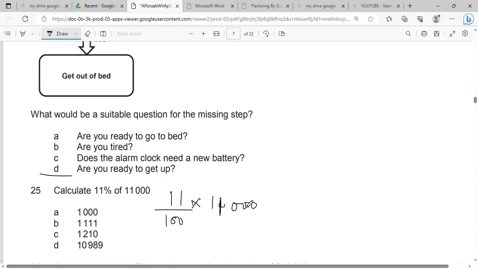So 2 zeros gone. We divide by 100. So we have 110 divided by 110. Now 11 times 11 is 121, right? I will just add the 0. So it should be this, C. But of course, you guys can work it out, all right?